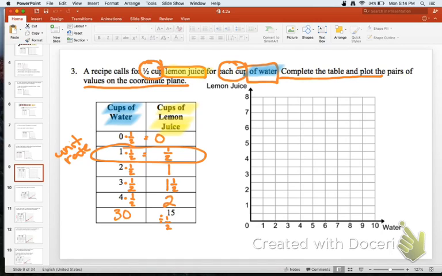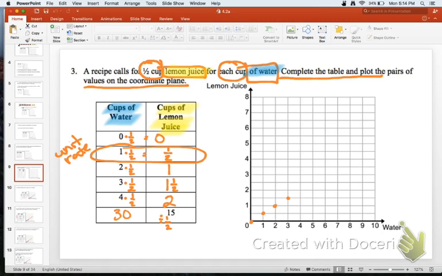Now let's plot these onto our graphs. Take a second and plot this on your paper. 0, 0, 1, 1/2, 2 to 1. Be careful to watch the units. These are going up by 1. But these are going up by halves, with the halves not being marked. So as you go through, make sure you're watching that part of the graph.